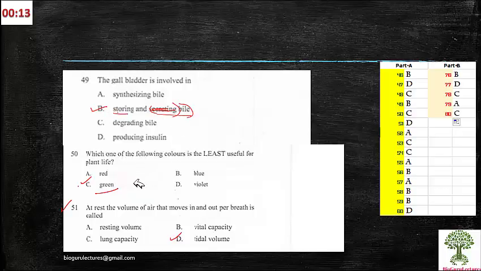Next, which one of the following colors is the least useful for plant life? We know that plants reflect green color, so they appear green, whereas red is the most consumed light, the favorite light for plants to conduct photosynthesis. Hence the answer is C, green. 51st one, at rest the volume of air that moves in and out per breath is called tidal volume, whereas the other options have different properties and changes in the lung.